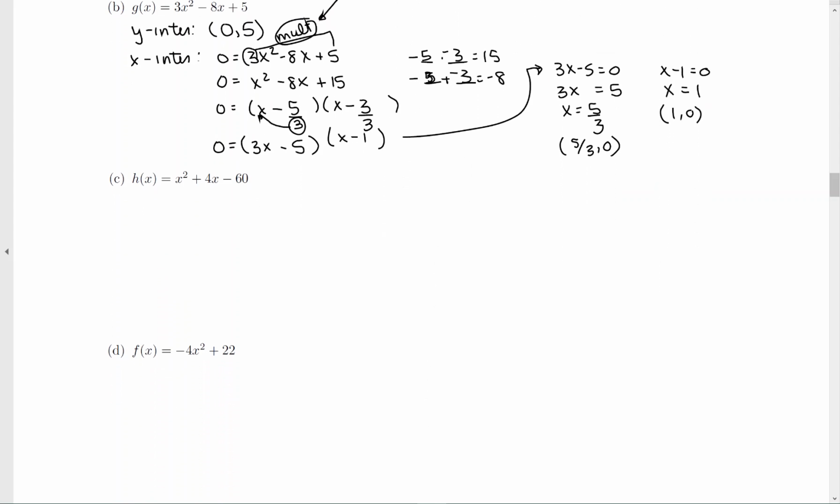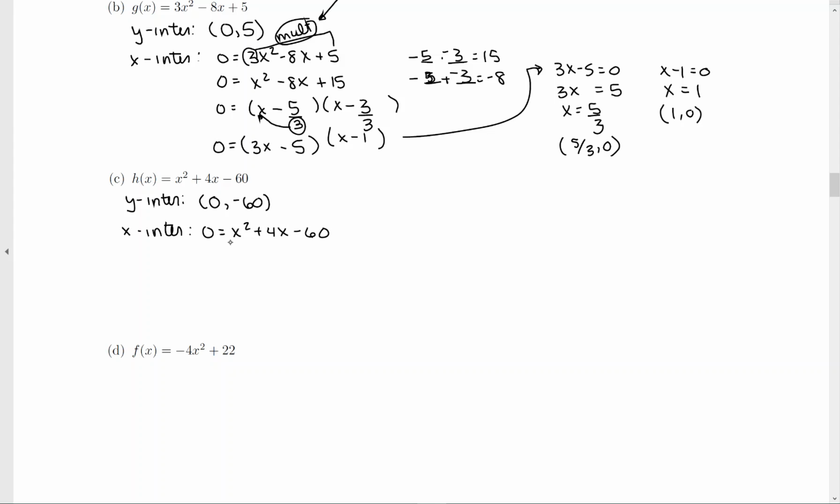For letter C, h of x equals x squared plus 4x minus 60. To find the y-intercept, I focus on that constant, which is negative 60. So my y-intercept is going to be at (0, -60). My x-intercept, I'm going to let y equal 0. So I have 0 equals x squared plus 4x minus 60.